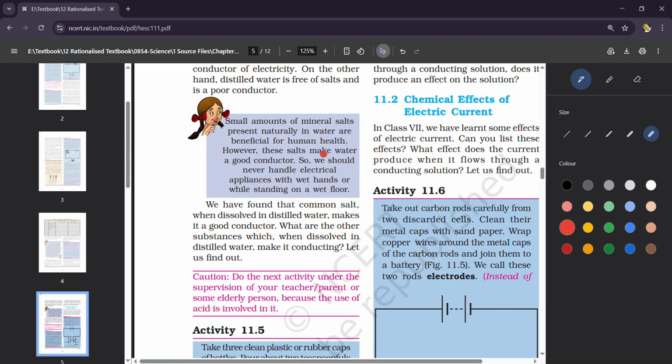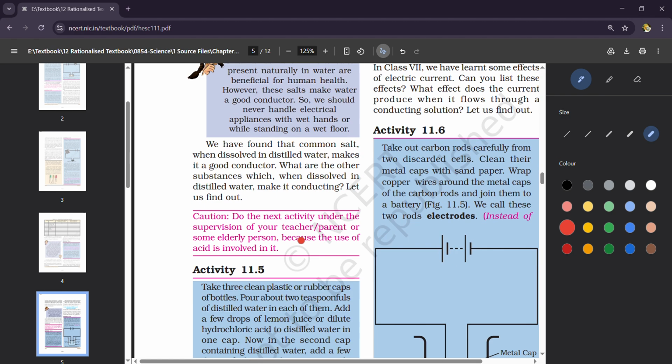Now let's come to another part. Here Paheli says that the small amount of minerals present in the water we drink are good for us. That's why there is no need to drink distilled water, which has no impurities or salts, because these salts are healthy for us. These are useful for us. Now let's come to the chemical effects of electric current, the main part of this chapter.